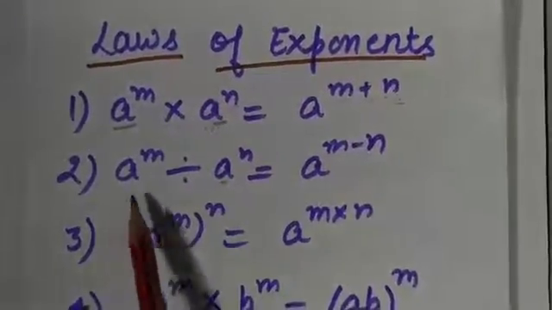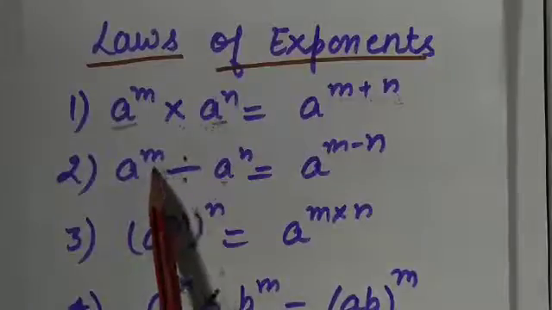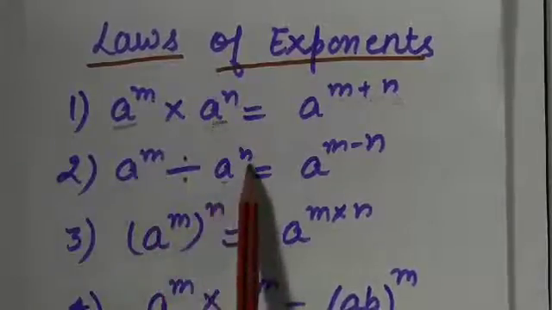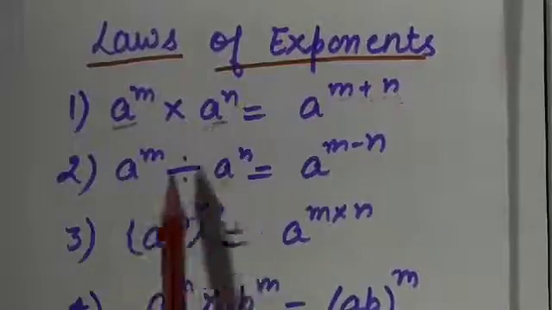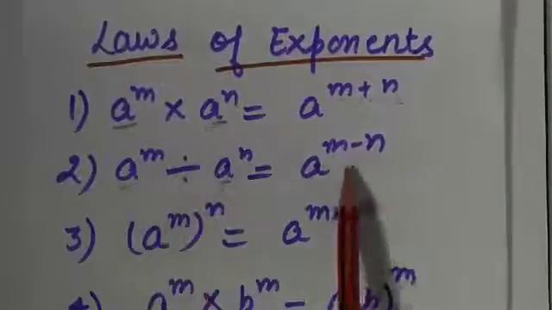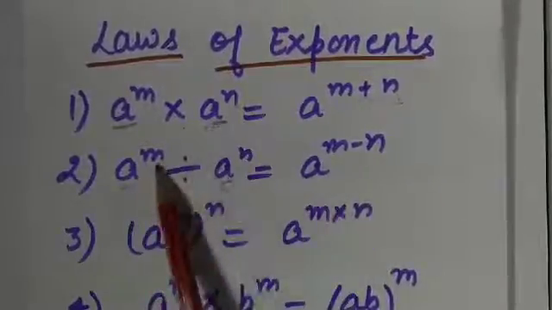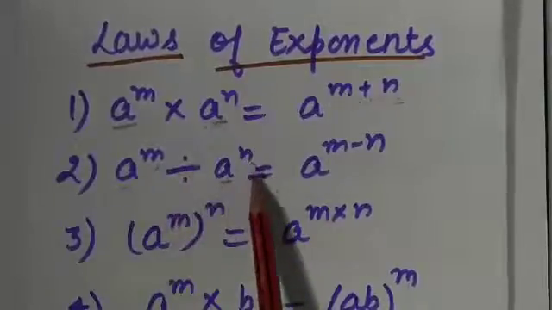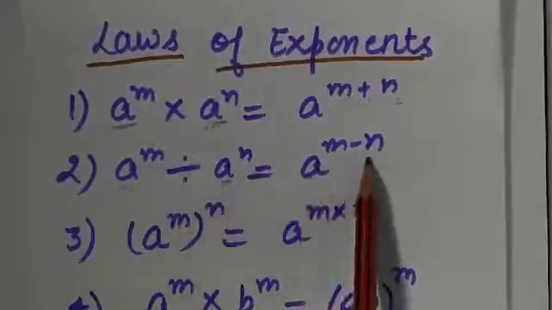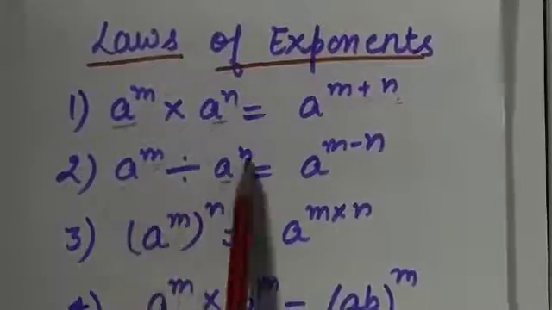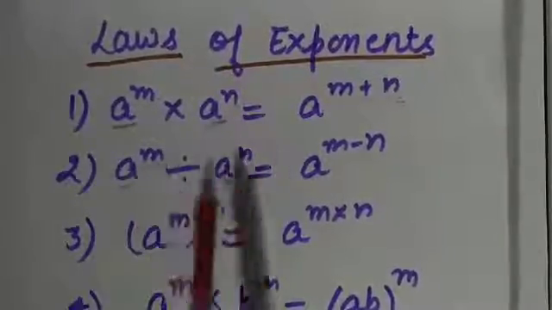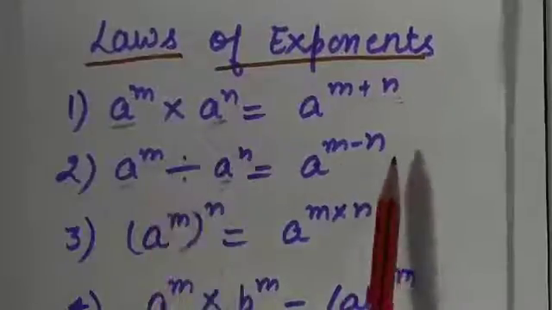Come to the second one. The second one is a raised to the power m divided by a raised to the power n. It means if you are dividing two exponential numbers having the same base, then the powers get subtracted. So it will be a^m divided by a^n is equal to a^(m-n). Here we are observing the same base and different powers. Power may be the same or different, then also it can apply.